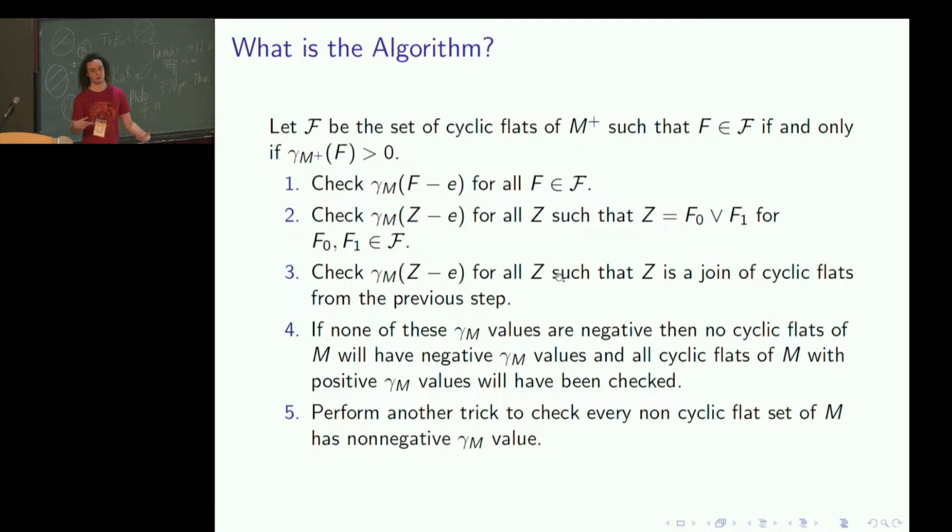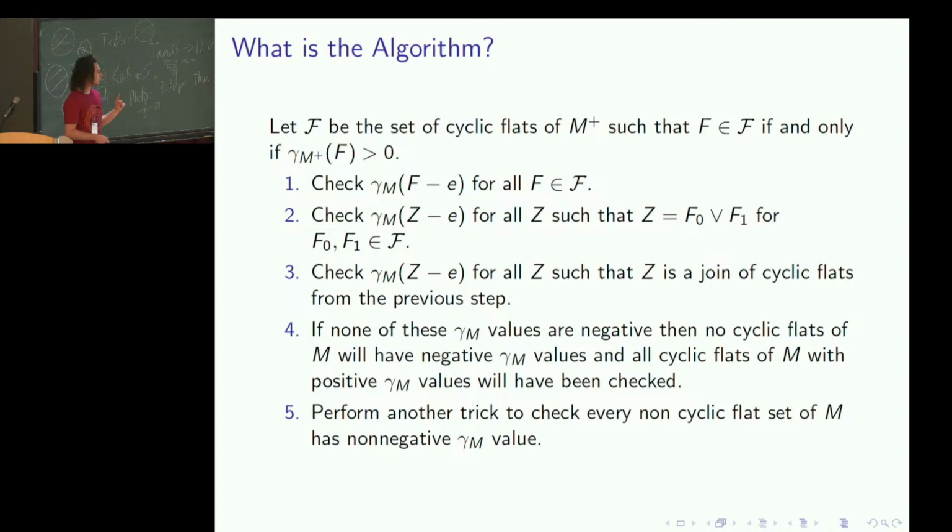Remember, cyclic flats form a lattice. We've seen that before. And then we have to check the joins of those joins as well, which is a bit slow. It does take a while, but it's still polynomial time. And it turns out if we check all three of these sets, then if there is a negative gamma value of a cyclic flat in M, it has to appear somewhere in here. So we'll find it if it has a negative gamma value. And if we don't find that, then that means that all the other cyclic flats that we didn't check have to have gamma values of 0. So then we can construct our matroid as well.